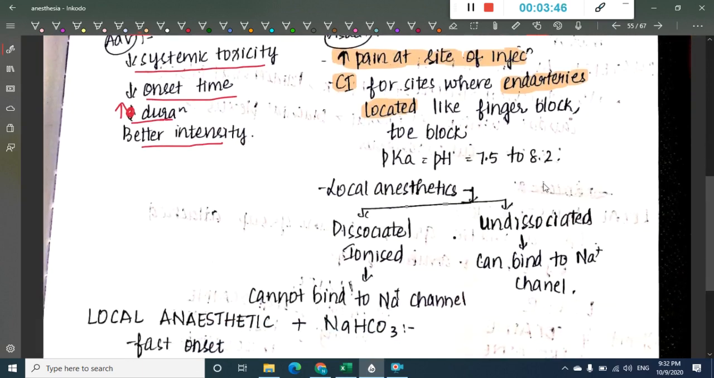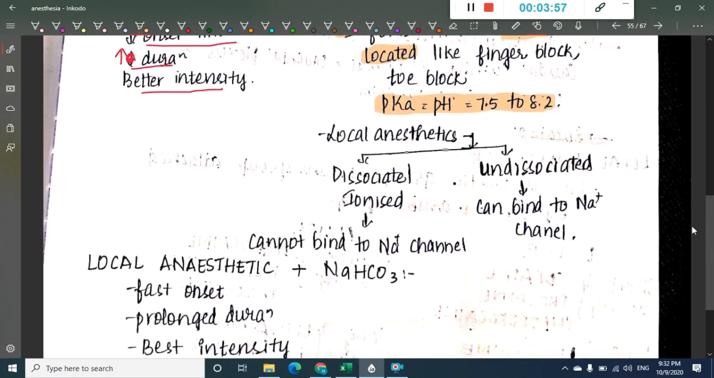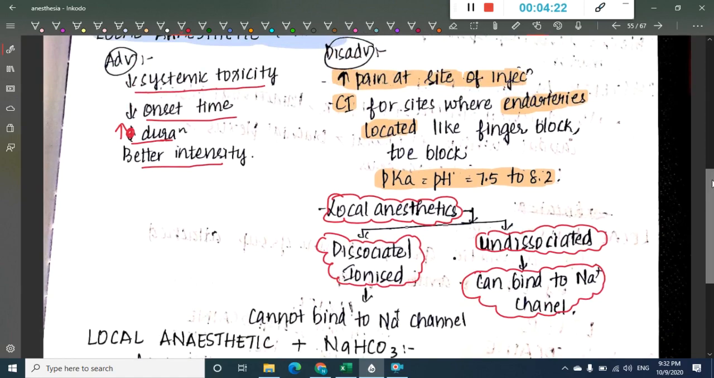Then we have the pKa, and the pH is 7.5 to 8.2. Now if you see, these local anesthetics act in two forms. They occur in the blood as undissociated local anesthetics, and we also have dissociated or ionized local anesthetic. This undissociated local anesthetic can easily bind to the sodium channel, and it is the form which is helpful in action.